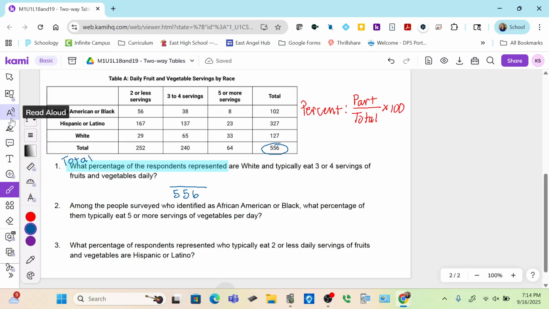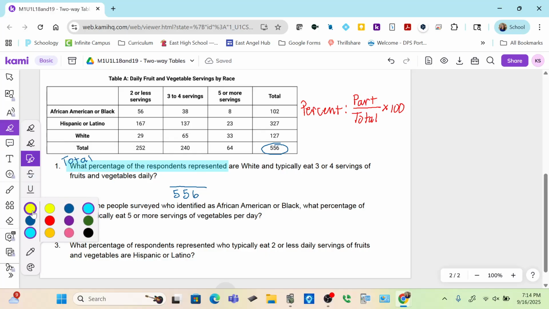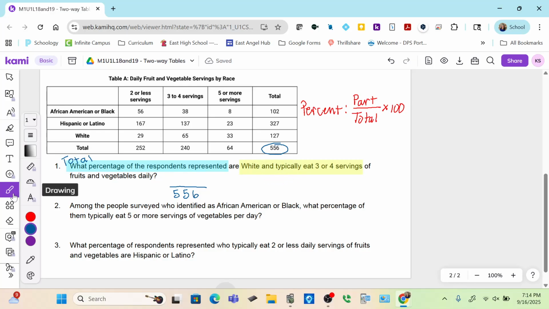Then the part that tells me what I need to be looking for to find that value that goes in the numerator. We're looking for the people who are white and typically eat 3 or 4 servings. So I'm actually looking at 2 different kinds of categories, but I need the value that intersects those 2 categories.